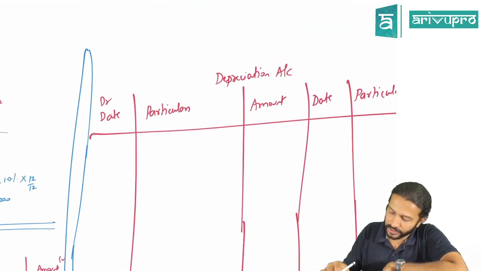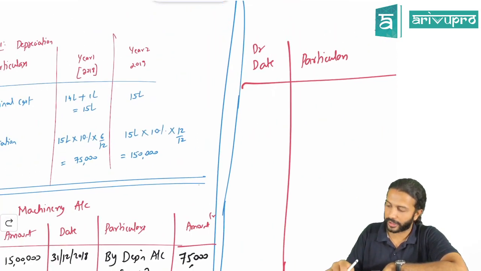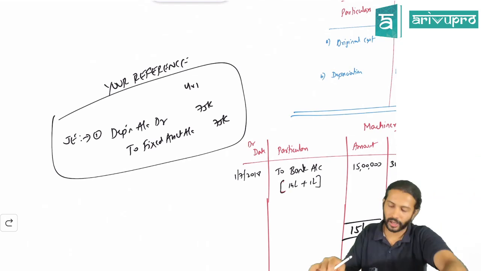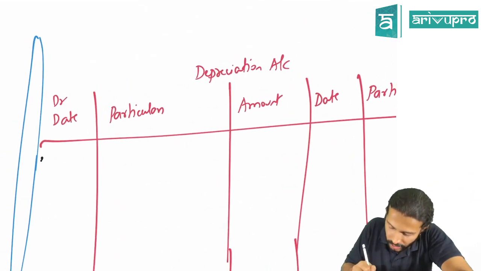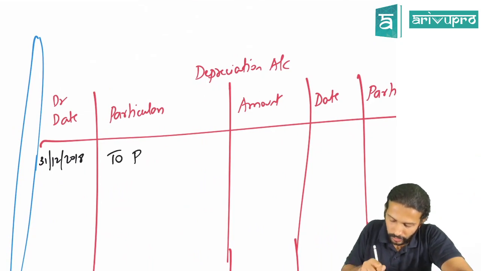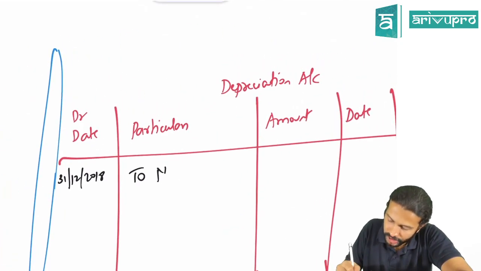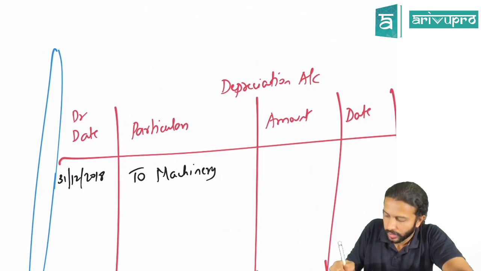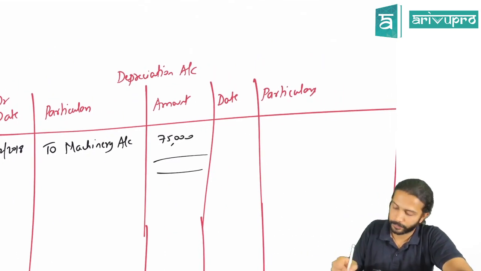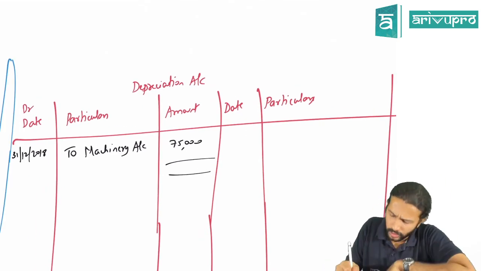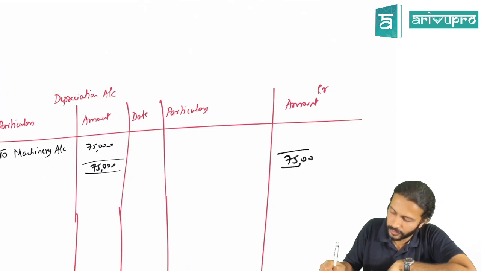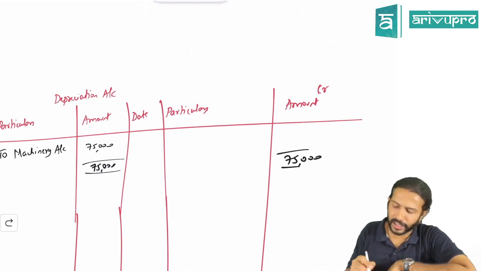Yes. In depreciation ledger, what will you write, sir? Same journal entry. What is the journal entry for depreciation? Depreciation account debit to machinery account. That means in your depreciation ledger on 31st December 2018, what will you write? To, I've called it as machinery. So to machinery account. In your depreciation ledger for the first year, you'll write to machinery 75,000. That's all, no? That means this side total 75,000. That side also should be 75,000 only.